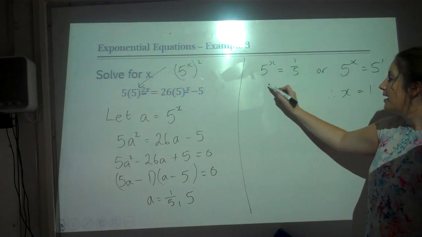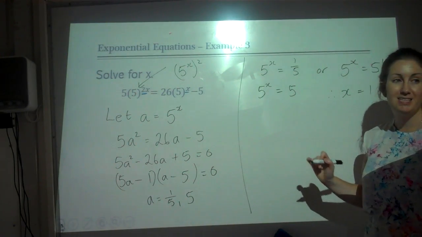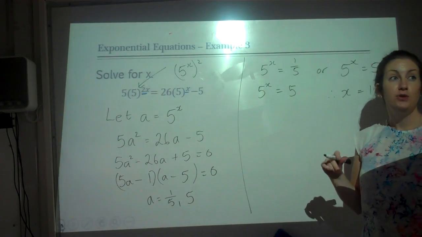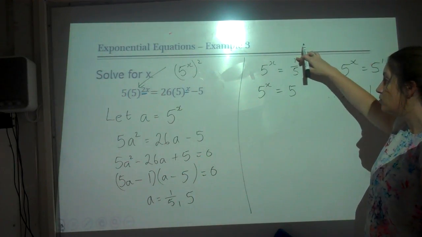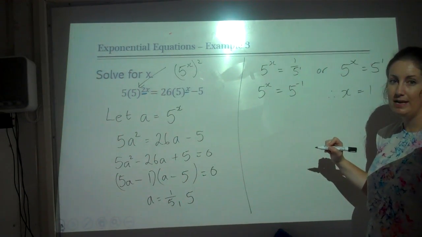Over here we need to somehow, again, equate the bases. We need to write 1 over 5 as 5 to the power of something. Using our last index law, we know that if we move the 5 to the numerator, the power will change from a positive to a negative value.